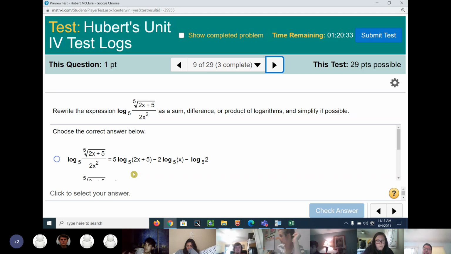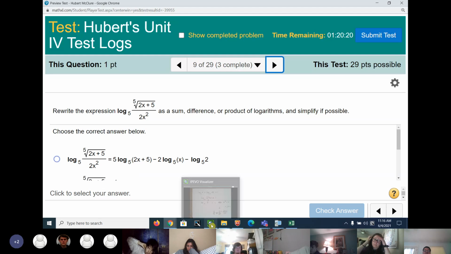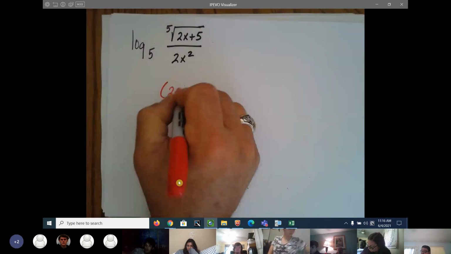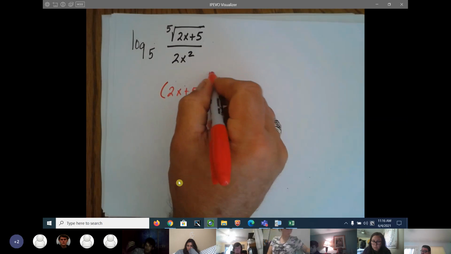Log base 5 of the 5th root of 2x plus 5 over 2x squared. All right, so of course we can't solve it. The only thing we can do is rewrite it. And the first thing I'm going to tell you to do is attack the what? What did I tell y'all to do when you saw one? Get rid of it. What is it? The radical. 2x plus 5 to the 1/5 power.